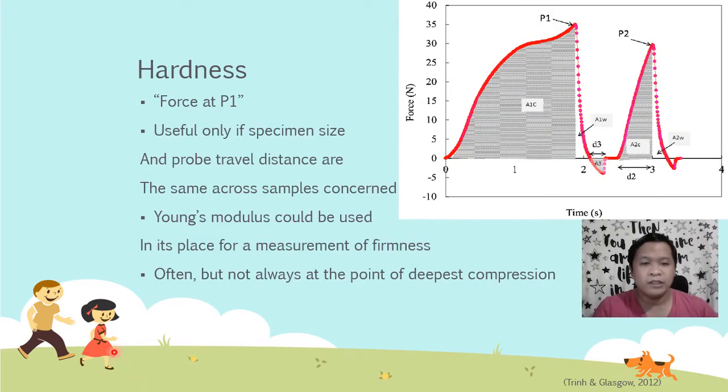So from the table earlier, hardness is the force at P1, which is this. And caveat muna, it's only useful if the specimen sizes and probe travel distance are the same across the samples being compared. So syempre, if you're gonna use this to compare samples, you have to make sure they're apples to apples in their size uniformity. No? As a measure of firmness, you can also use the Young's modulus in its place. And usually, hardness often happens at the point of deepest compression.